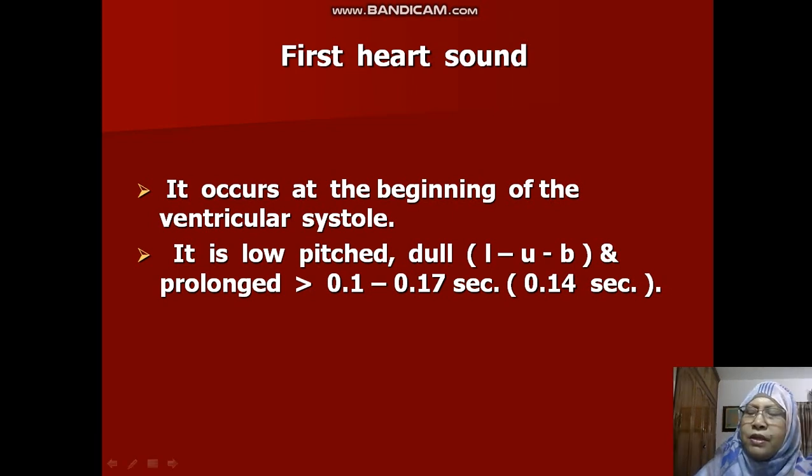So the first heart sound occurs, or it is produced, at the beginning of the ventricular systole. And the characteristics of the first heart sound is low pitched, dull and prolonged. Prolonged means the time is 0.14 second on average.